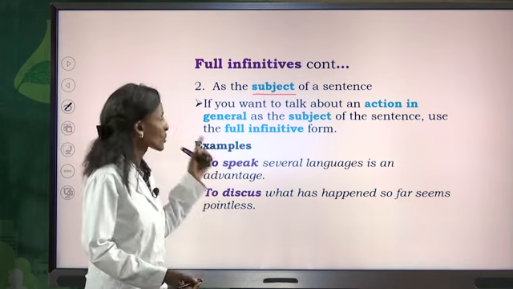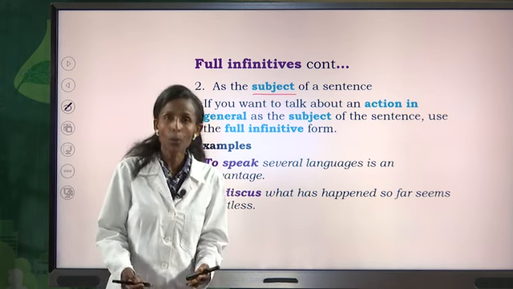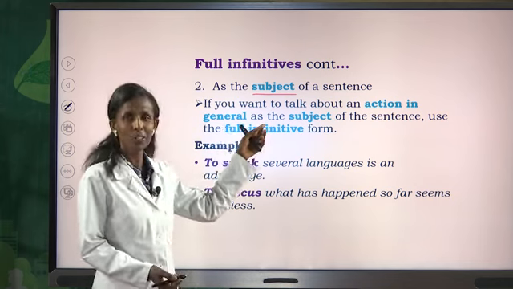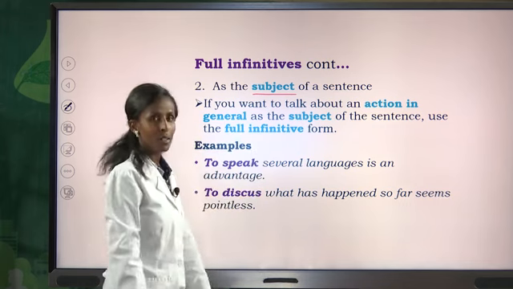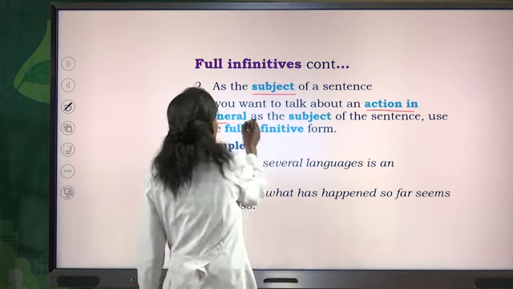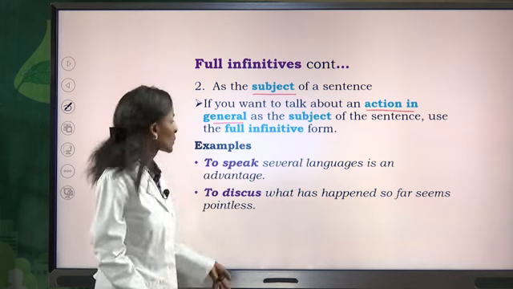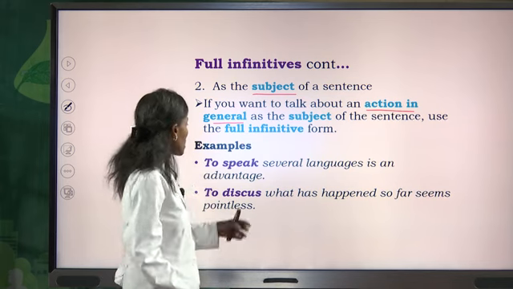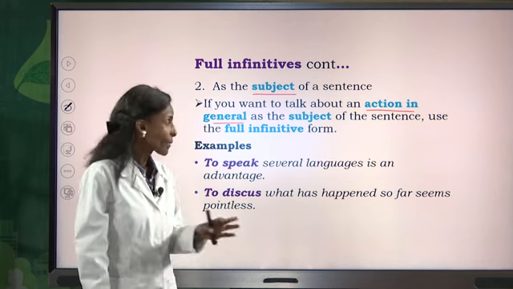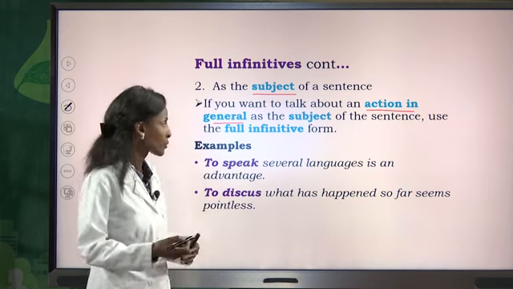In that case, you need to ask yourself one question: do I want to talk about something general? If so, you look for the full infinitive. When the full infinitive is used as the subject of a sentence, it tells an action in general, if the action is considered generally. Otherwise, you'd use the gerund. Let's see examples. To speak several languages is an advantage. Do you see here? Generally. To speak many languages is advantageous because you can communicate with different people from different cultures, okay?